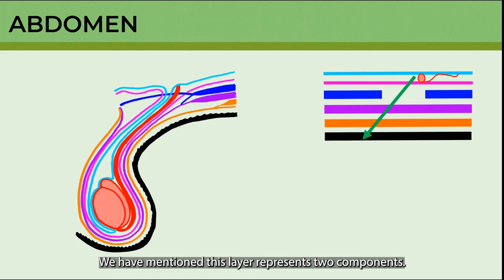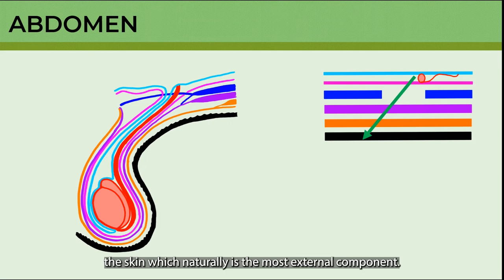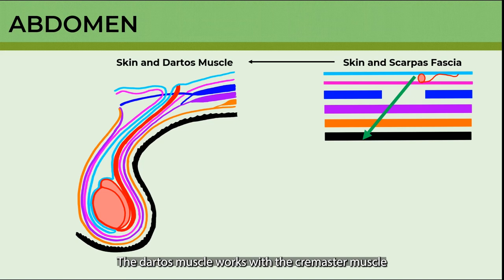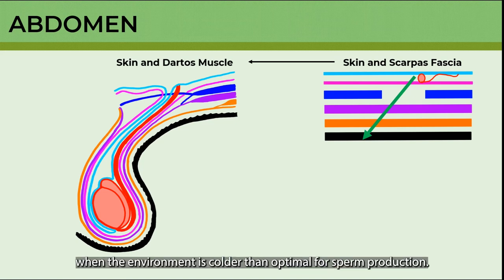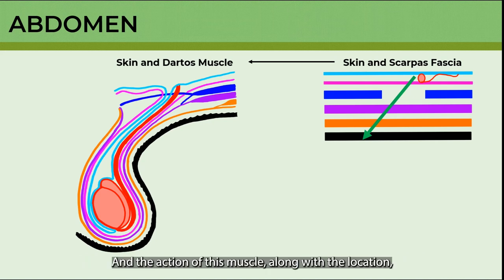We have mentioned this layer represents two components. We have the skin, which naturally is the most external component, but we also have the scarpa fascia. This embeds within the skin of the scrotal sac and forms muscle fibres called the dartos muscle. The dartos muscle works with the cremaster muscle to elevate the testes when the environment is colder than optimal for sperm production. And the action of this muscle, along with the location, is responsible for the wrinkling of the skin of the scrotum.